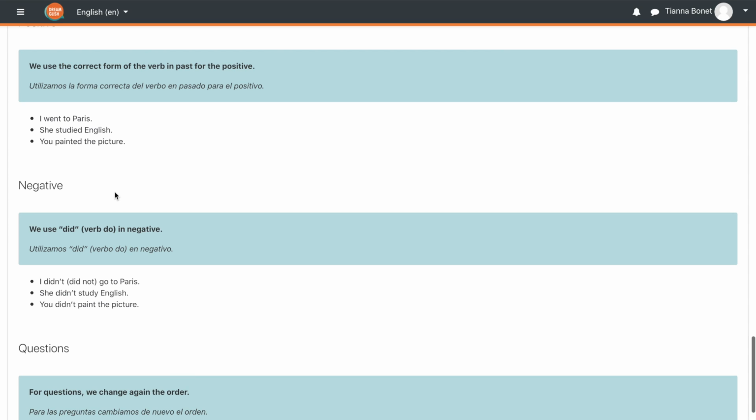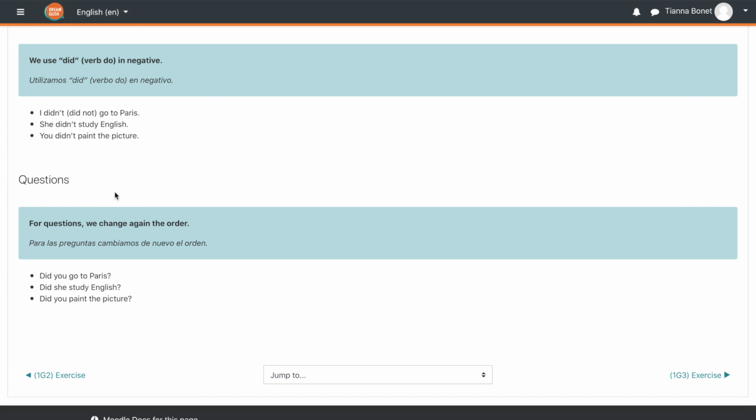For questions, we change again the order. Did, the verb, comes first. Did you go to Paris? And it's the same as the present simple. The verb that follows, go, is not conjugated. It stays as the infinitive. Did she study English? Did you paint the picture?